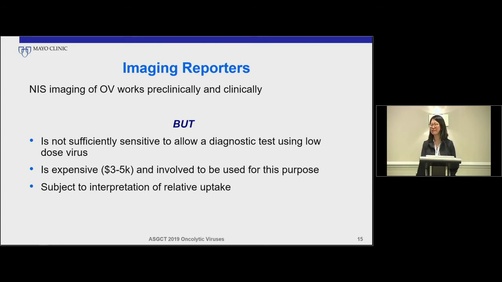It's never enough for us to be useful as a diagnostic test, because we want to see earlier signals, lower signals, and quicker, and for less expensive. Because these diagnostic tests may not be sensitive enough to use low-dose virus. We only saw it in the myeloma measles trial at the highest dose level, where we see bright signals. Same with that breast cancer patient at the highest dose level.